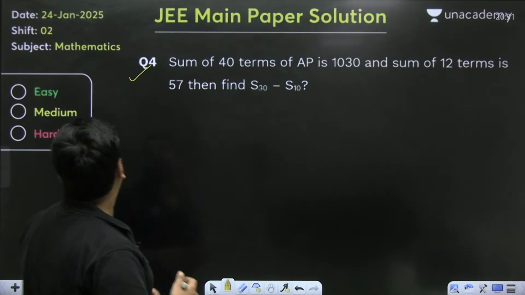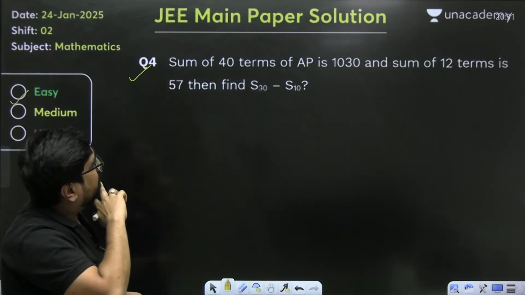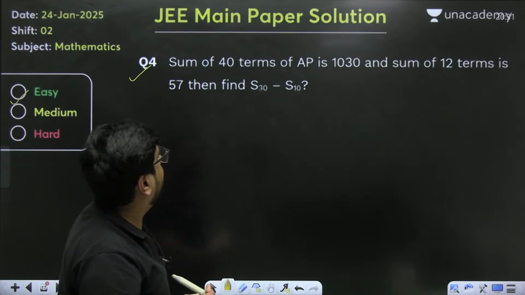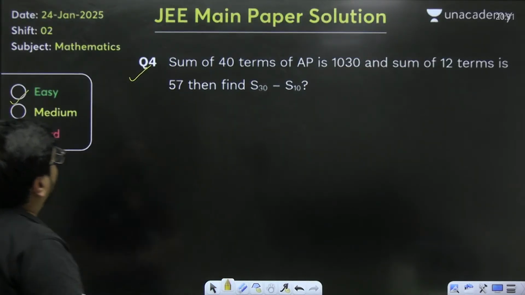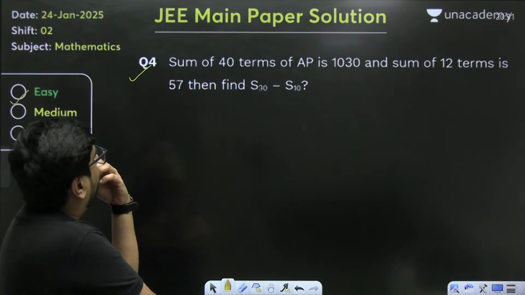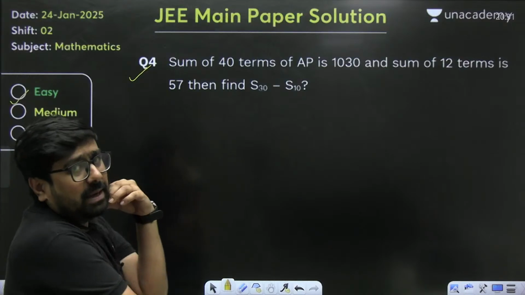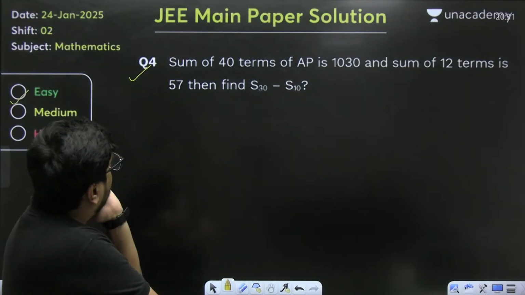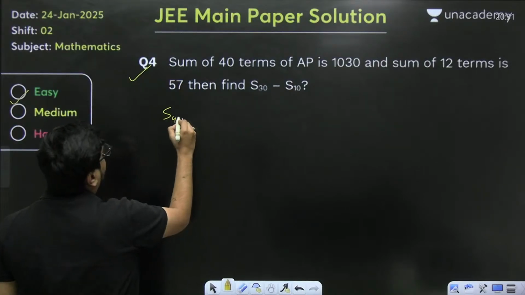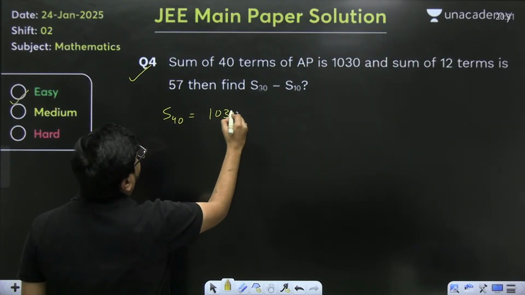Calculative? Definitely calculative it will be. But easy only. Why? Because you will have to find A and D. Is there any smart way of doing this? Can we use Sn minus 1 somehow? No, we cannot use Sn minus 1. There is nothing given in that aspect. I think only one way: get S40. S40 is given to you, 1030.